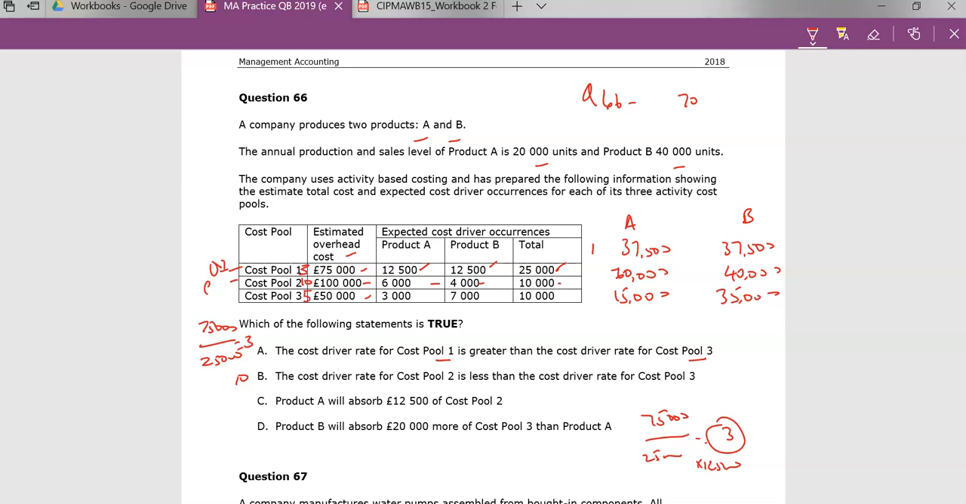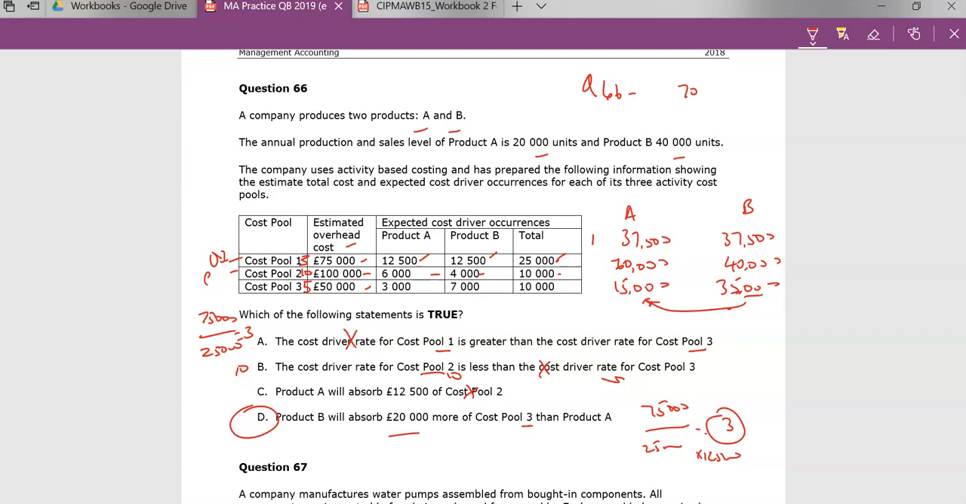So let's see. The cost driver rate for cost pool 1 is greater than cost pool 3. No, this is 3, this is 5, so this is wrong. The cost driver rate for cost pool 2 is less than, no, this is 10. Cost pool 2 is 10, this is 5, so this is wrong as well. Product A will absorb 12,500 of cost pool 2. No, it is 60,000, so this is wrong. Product B will absorb 20,000 more of cost pool 3 than it would have if split, and you have 20,000 more of B than A. That's what this is saying, and this is true. You can see that's 35 and that's 15. So the answer here is D.